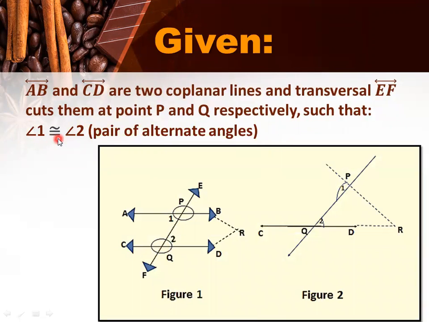angle 1 is congruent to angle 2. Now this is angle 1 and this is angle 2, a pair of alternate angles. So the given thing is that if two parallel lines are intersected with the help of a transversal, then alternate angles will be formed, and those alternate angles are congruent. So you have to prove it.